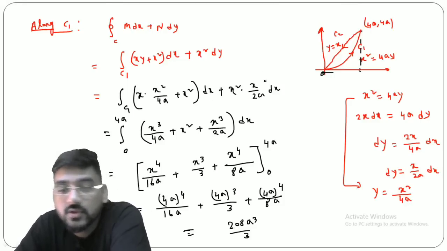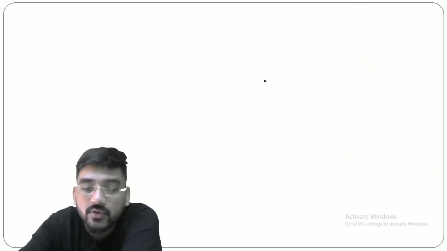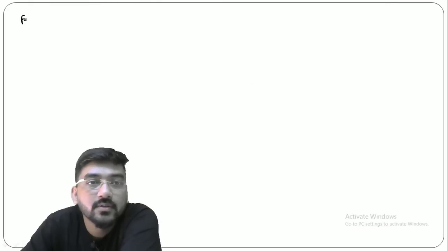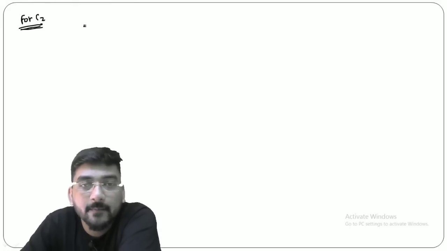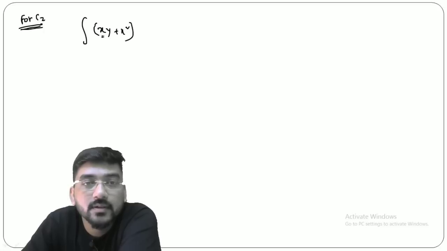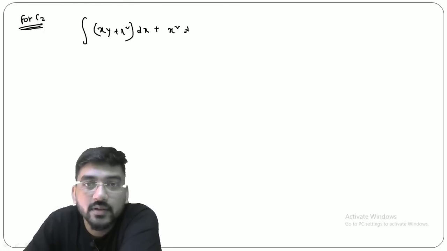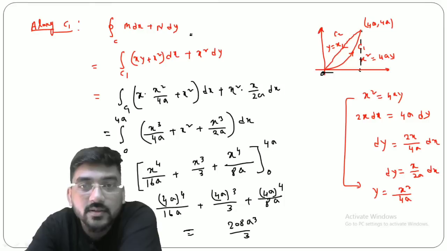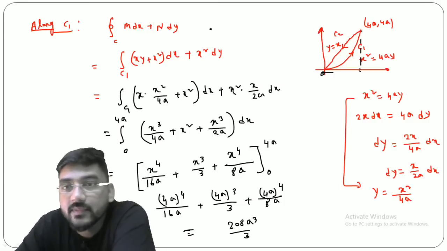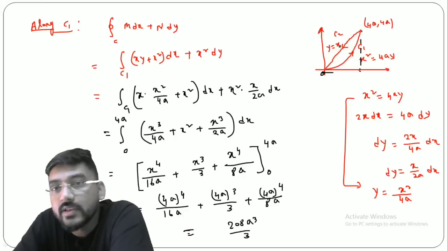So how can you solve for C2? Let me solve for C2. Same integration: the integration is xy plus x square dx plus x square dy. Now what is the curve? The curve is just y is equal to x, and the direction is in this direction now.